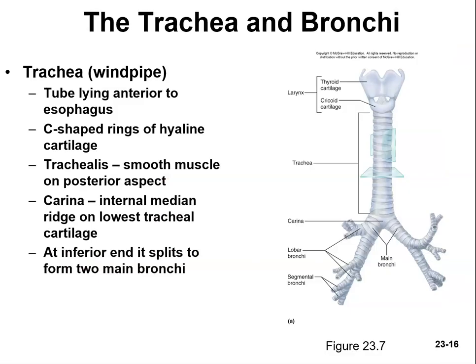All right. Here's the trachea and bronchi. The trachea, which is your windpipe, which is right here. Again, here's the thyroid cartilage. Here's the cricoid cartilage. This is your trachea. Tube lying anterior to the esophagus. Remember, it's anterior. C-shaped rings of hyaline cartilage.